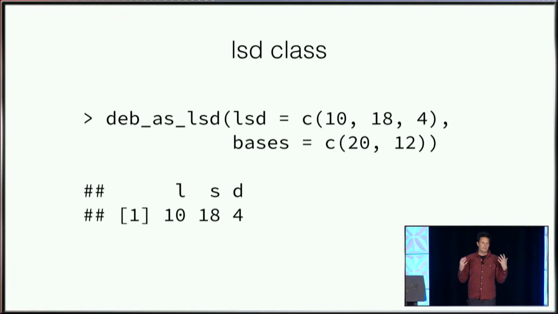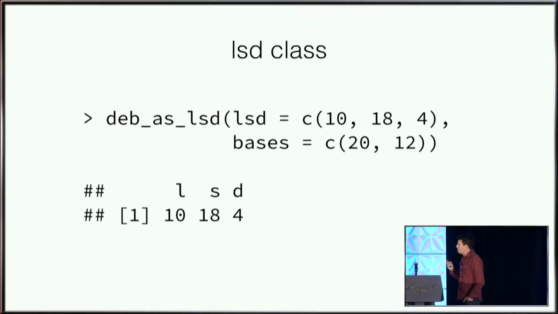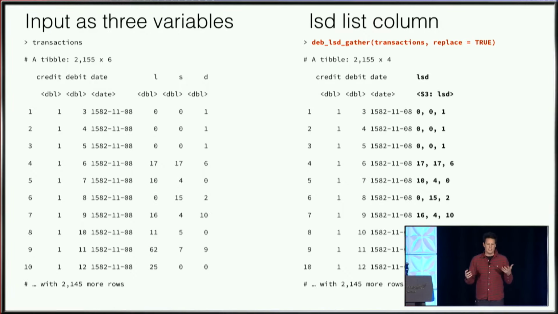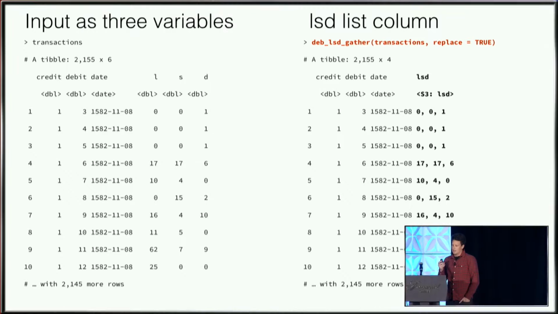Here from a vector, deb as LSD, deb as in double entry bookkeeping. And then you can also input these values as separate columns in a spreadsheet or something, a CSV, and then bring them together with a function called deb LSD gather.